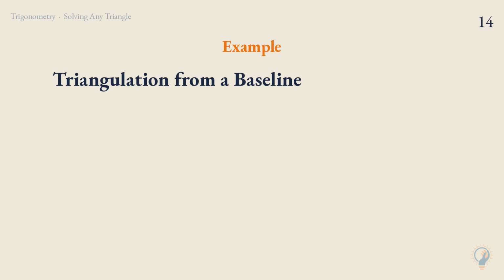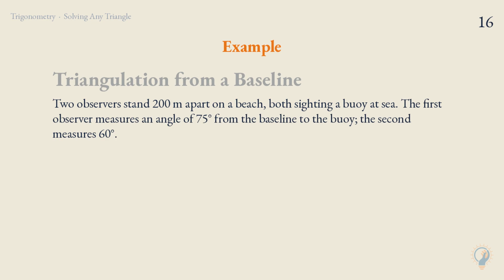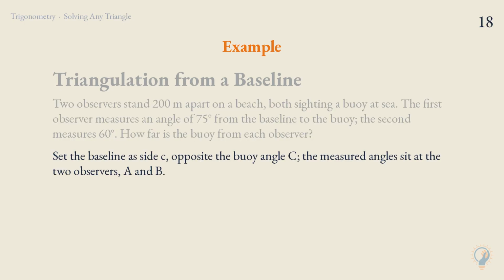Worked example, triangulation from a baseline. Two observers stand 200 meters apart on a beach, both sighting a buoy at sea. The first observer measures an angle of 75 degrees from the baseline to the buoy. The second measures 60 degrees. How far is the buoy from each observer? Set the baseline as side c, opposite the buoy angle C. The measured angles sit at the two observers, A and B.